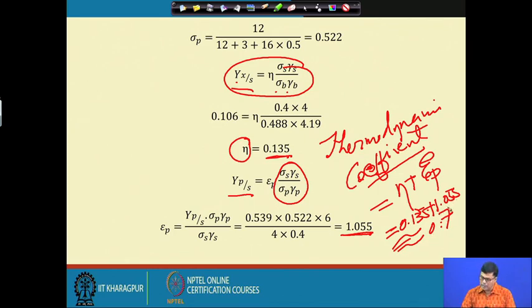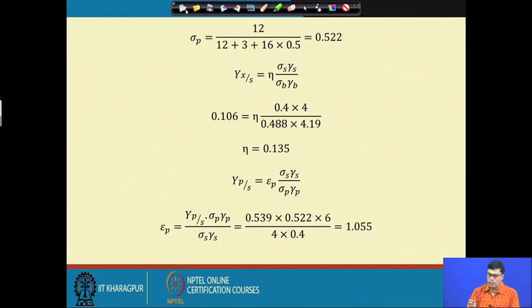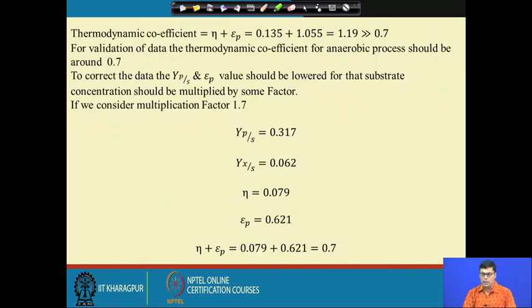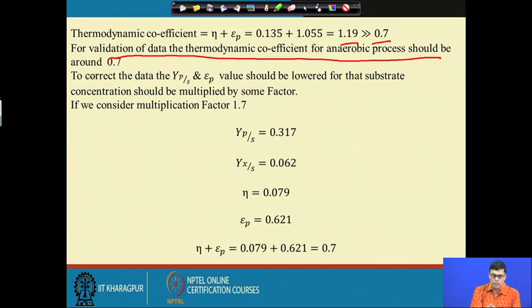So it clearly indicates that the data reported here is not proper. There is some mistake in the data, because this is not following the rule for the thermodynamic coefficient that we have for the anaerobic process. So, for validation of the data, the thermodynamic coefficient for the anaerobic process should be checked. Now how can we validate that? We shall have to find out where we might have committed the mistake.